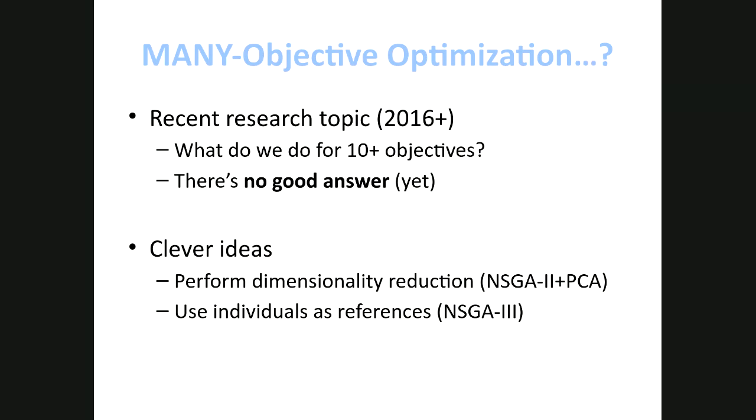Another solution that has been designed by the same people who created NSGA2 is NSGA3, which says that it's going to use individuals as references in order to optimize. However, in my opinion, NSGA3 is still not mature yet. You can find some code on the internet, but it doesn't seem to work exceptionally well. Further research is needed in this area. Just to tell you, it's an ongoing process, and people are working on it.